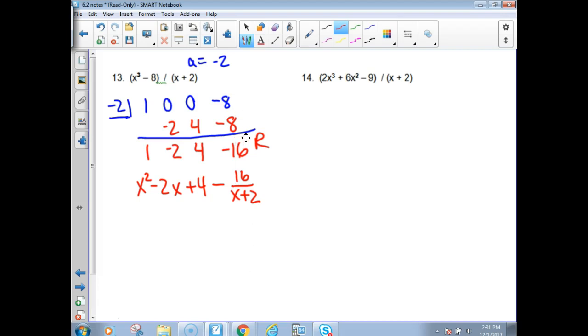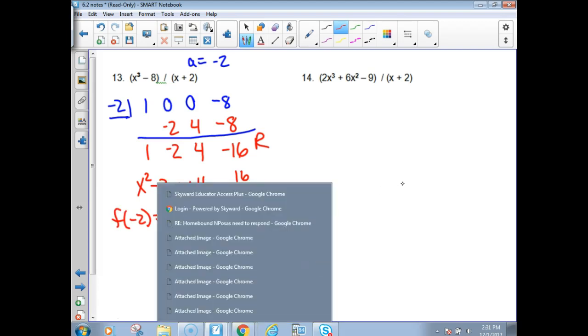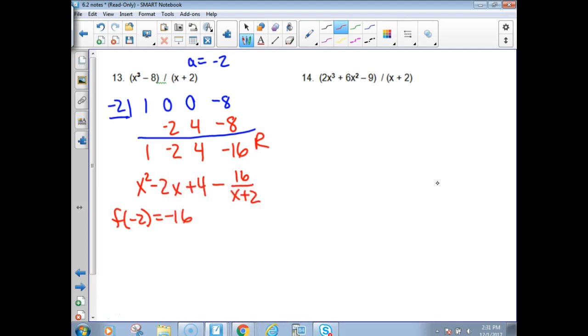Guess what this also means right here? I'm going to tell you something else. This remainder means that f of negative 2 is negative 16. That means if you plug negative 2 into this function, you would get negative 16. So it gives you some points on the graph. We'll talk about that some more later.